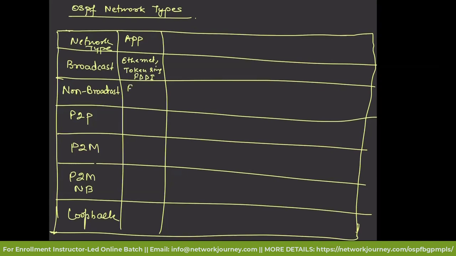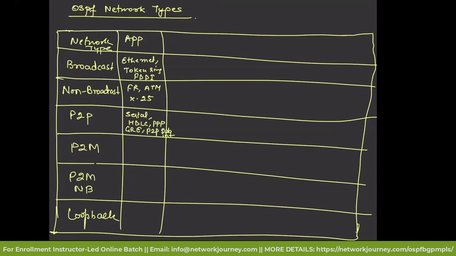Non-broadcast, you will find on frame relay, ATM, X.25, which again, you will not find these types of networks. Maybe if you are working on some old setup, frame relay, you can get it. But ATM and X.25 are out of the picture. Then point-to-point is wherever you are using serial connections like T1, running HDLC, PPP, GRE, and P2P sub-interfaces. So if you are creating a point-to-point sub-interface, there you will find those.